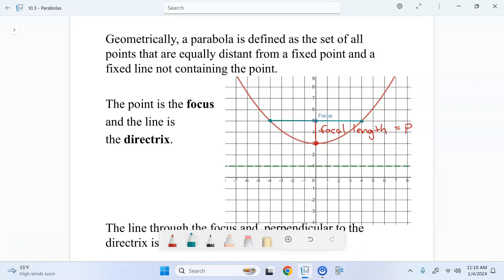Okay, that line that's parallel to our directrix but runs through the focus, we call that the focal width. Okay? That focal width is 4 times P. That focal width is going to be 4 times P, and you'll see in the equations 4P, and you wonder why is it 4 times P? Well, that's because that represents that focal width, 4 times P, and then P being the focal length.